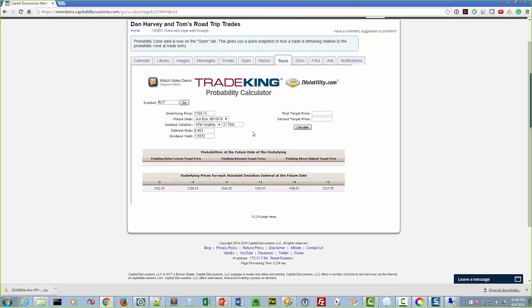Yeah, it's a great little tool, though. I like it. I use it every day. Well, and it's handy on the website too. So you just hit tools, and there it is.